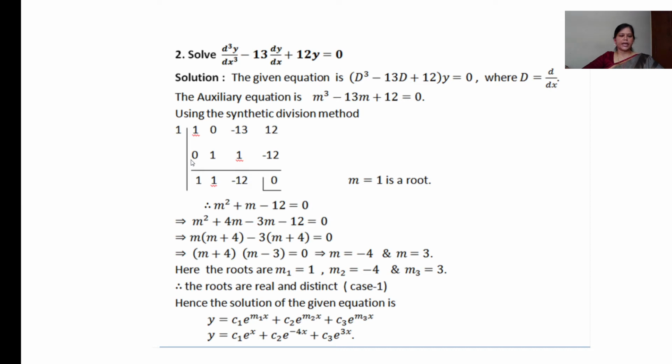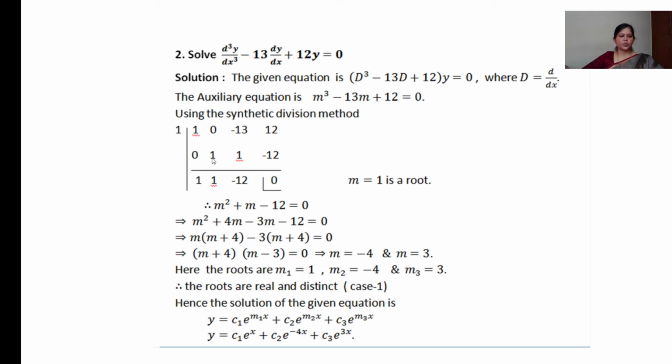So always in the second row, the first entry should be 0 in the synthetic division. So what we have to do here, vertically we have to add these two. So 1 plus 0 is 1. So cross multiplication we have to do with 1. So 1 into 1 is 1. That is the second entry of the second row.